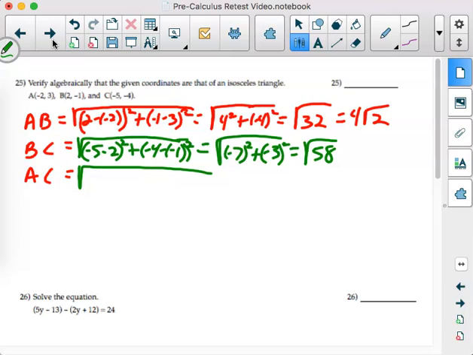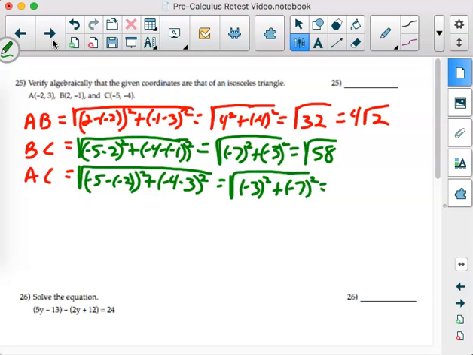AC, negative 5 minus a negative 2 squared, and negative 4 minus 3 squared. Negative 5 minus a negative 2 is negative 5 plus 2, so that's negative 3 squared, and negative 4 minus 3 is a negative 7 squared, and of course we're going to get the square root of 58 again.